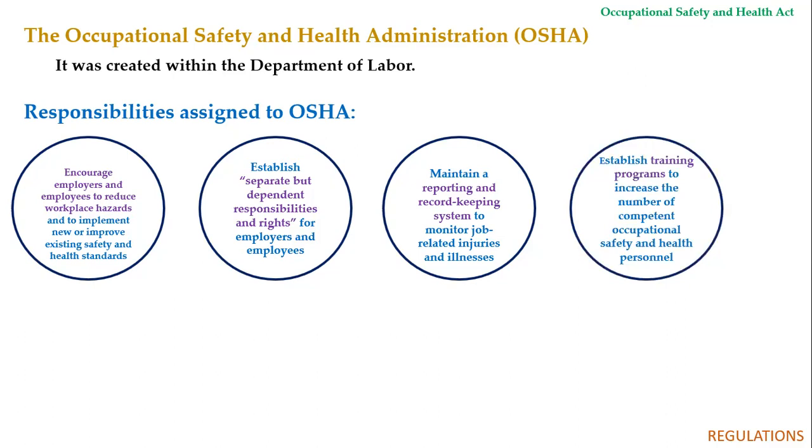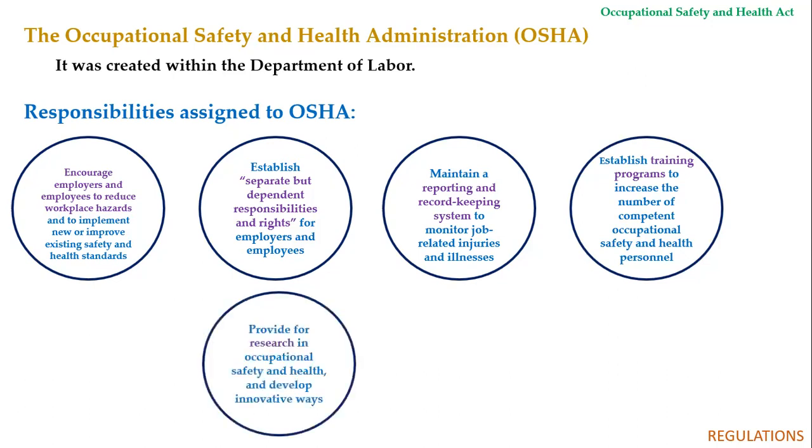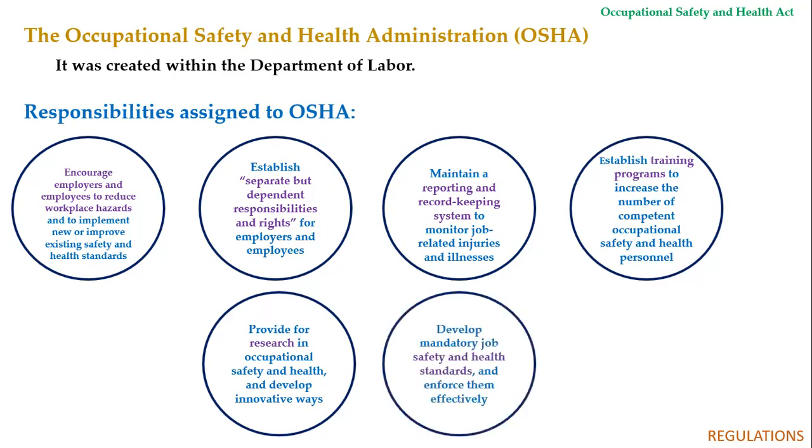Then to establish training programs to increase the number of competent occupational safety and health personnel. Also to provide for research in occupational safety and health and develop innovative ways. And to develop mandatory job safety and health standards and enforce them effectively. So these were the main purposes of the Occupational Safety and Health Administration.